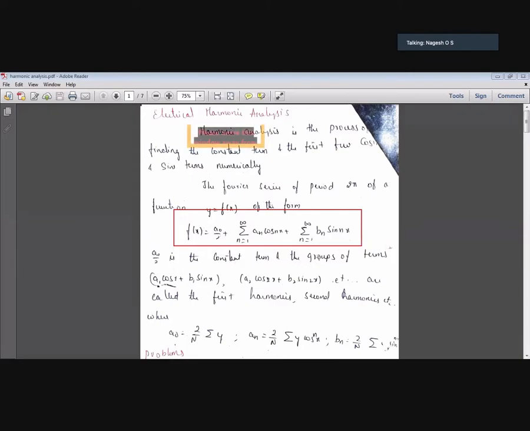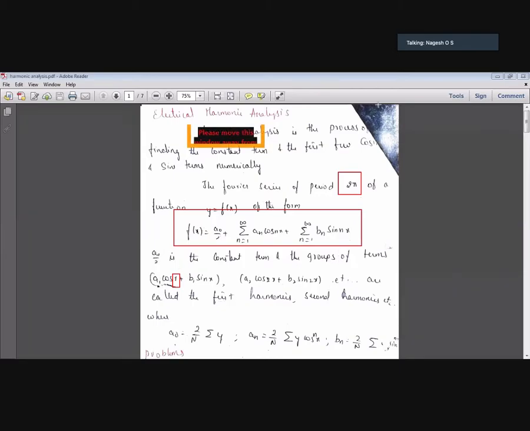A0 by 2 is the constant term and the group of terms A1 cos x plus B1 sin x. This is for period 2 pi. Therefore, here pi x by L is not there. Since it is a period of 2 pi, L value is pi, pi gets cancelled, therefore it is only cos x and here it is sin x.